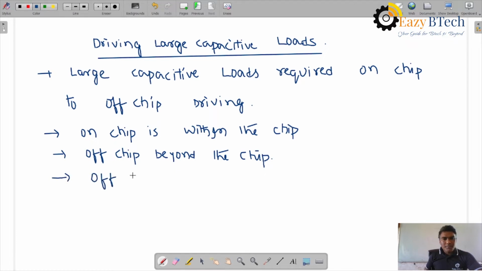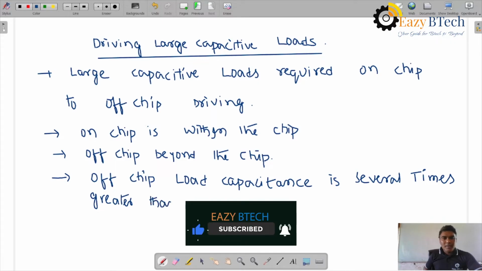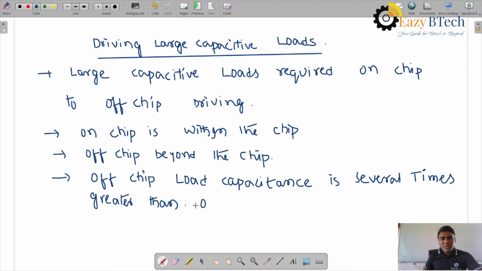Off-chip load capacitance is several times greater than the on-chip capacitance. Right? Off-chip load capacitance is several times greater than the on-chip capacitance.